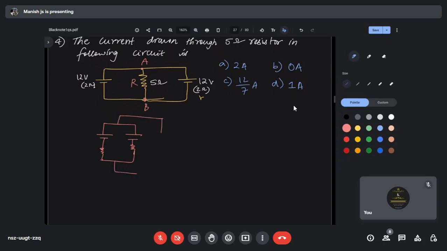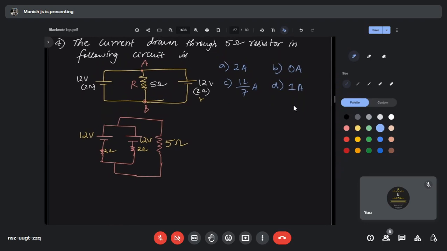That is connected to a big resistance, 5 ohms. So in the diagram you can draw it. 12 volt, and the other cell is also 12 volt, and each has an internal resistance of 2 ohms. So we can draw it like this.